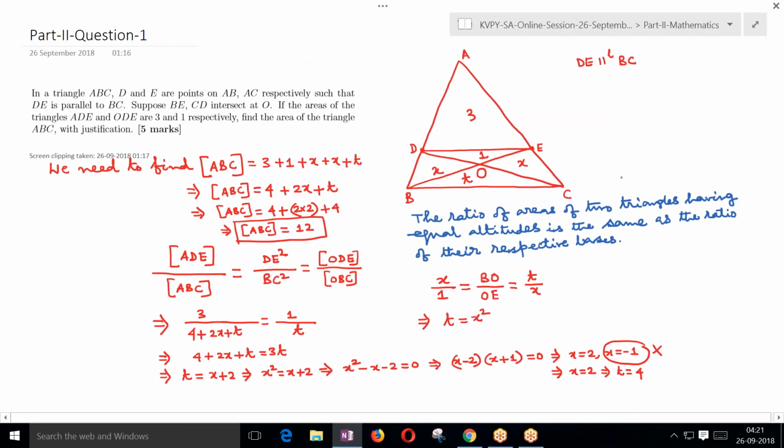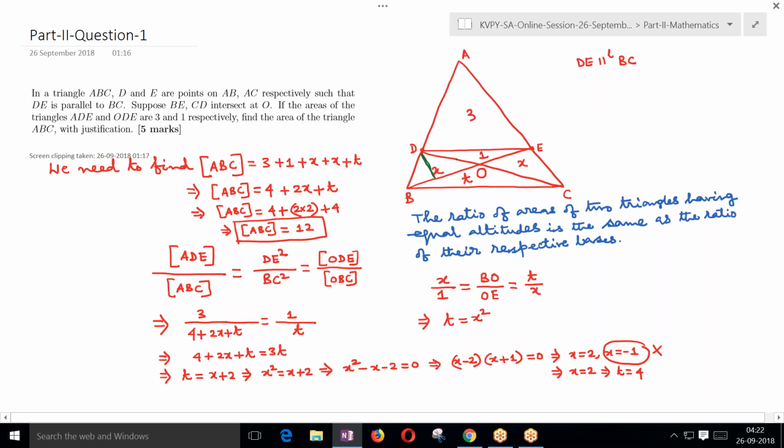Look here. In the triangle OBD, if we consider BO as the base, then this is going to be the altitude, correct? Isn't it? Okay. Now, if we consider the other triangle ODE, and if we consider OE as the base, then this is also going to be the altitude, na? Half into base into altitude.